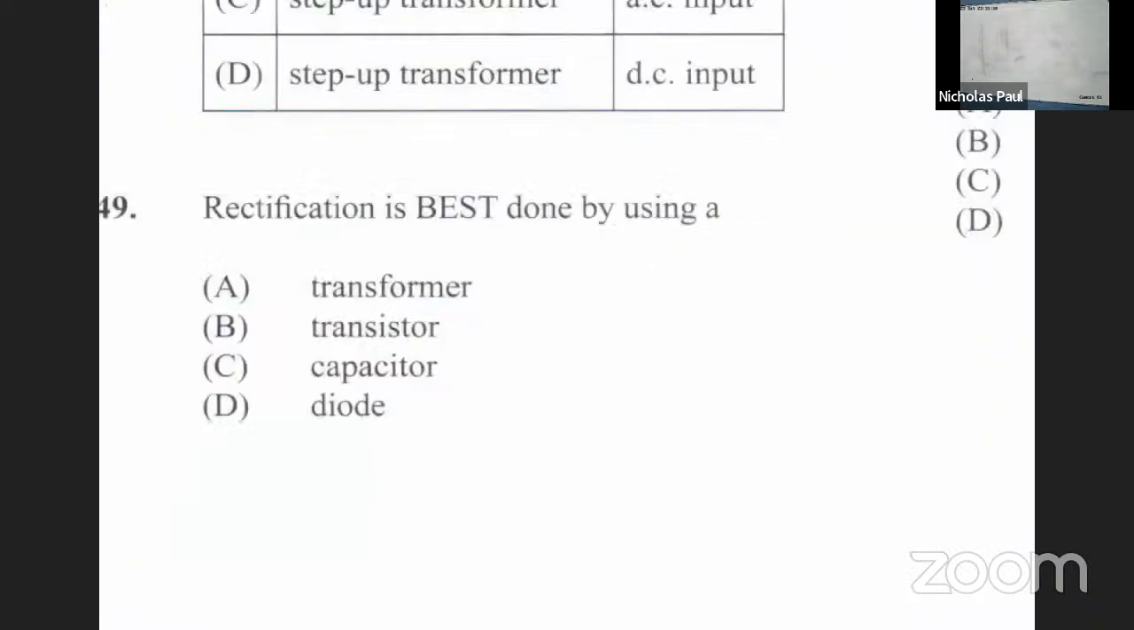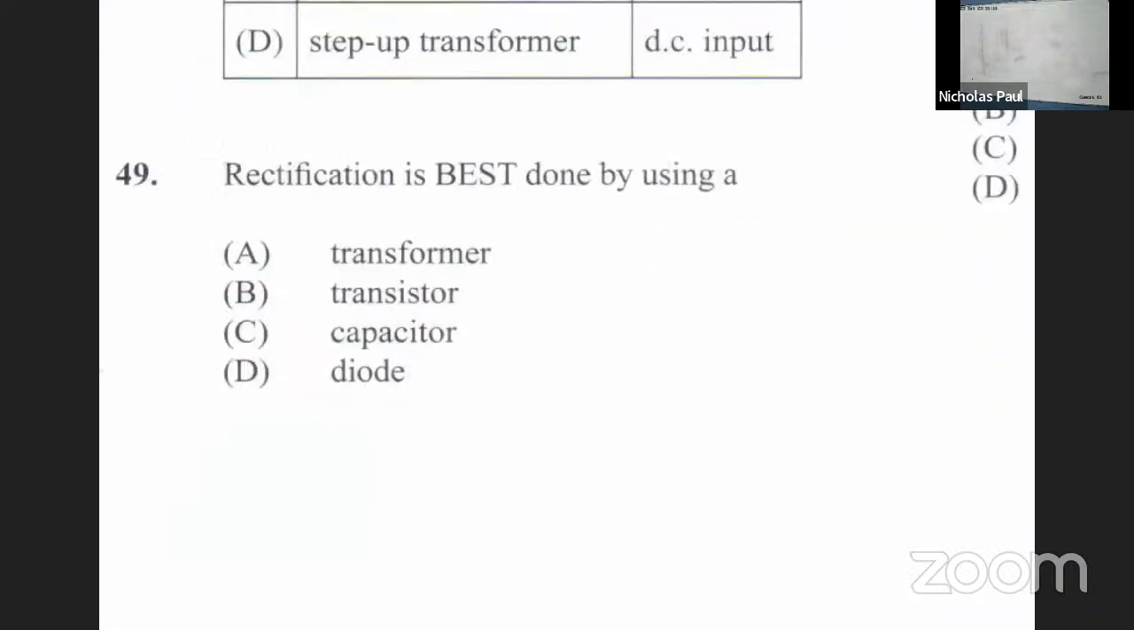This one here, 49. What is 49? Nice job, Samira.